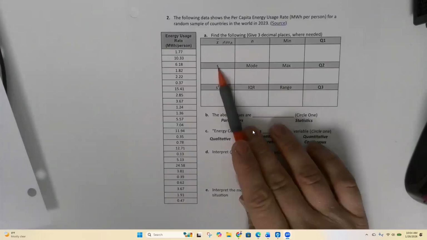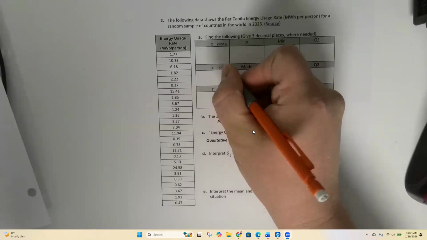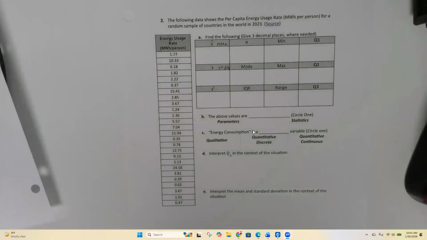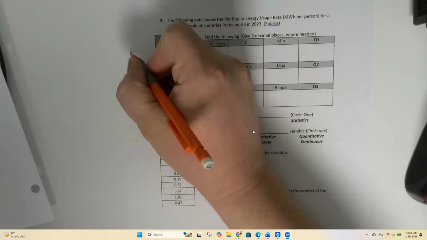One of them is this one, S. S is the sample standard deviation. And again, like I said, we're not going to calculate standard deviations in the class. We're going to have StatCrunch do it for us. Okay. So again, page 254.